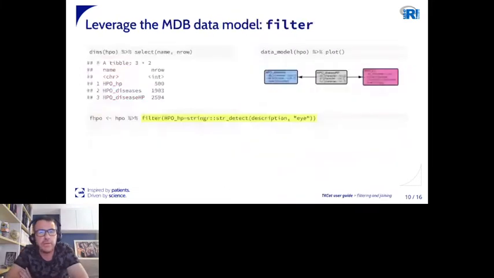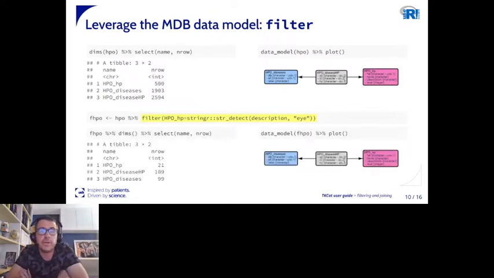More interestingly, the data model can be used to filter the data transitively through all tables. On the right, you have the original data model of the MDB we have just constructed, and on the left, you have the number of rows in each table. The aim of the highlighted command is to filter the HP table to keep rows with the word eye found in the description field. The idea is to get all phenotypes regarding the eyes. So after applying this filter, the data model did not change. However, on the bottom left, you can see that the number of rows of the HP table decreased, but also the number of rows of the two other tables, which were filtered accordingly.